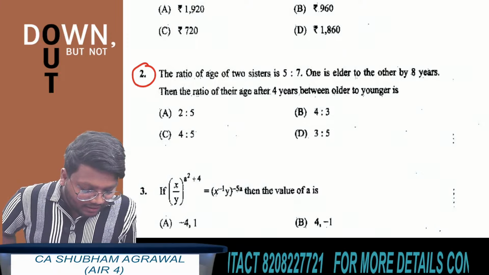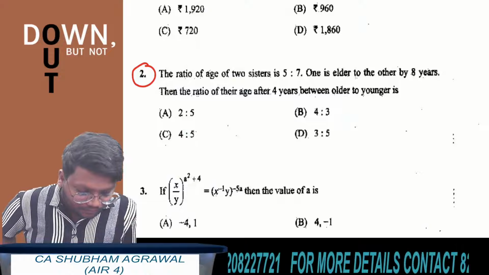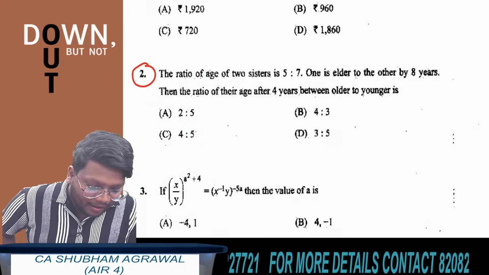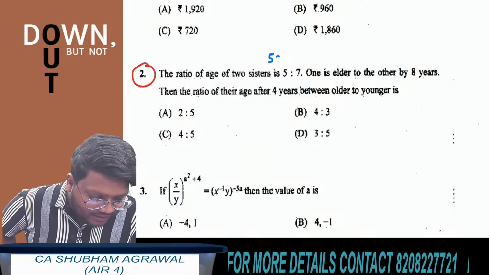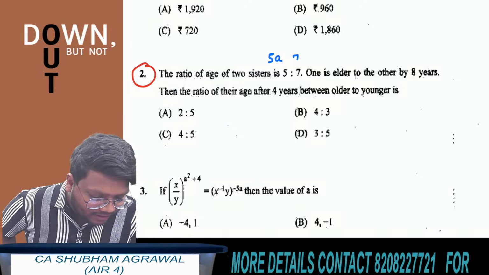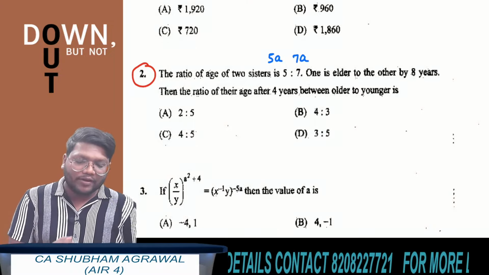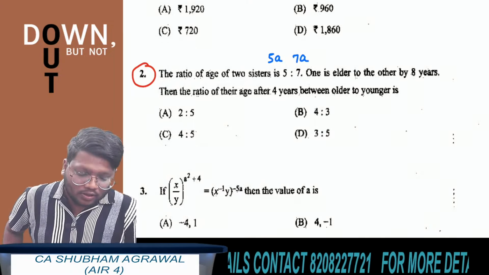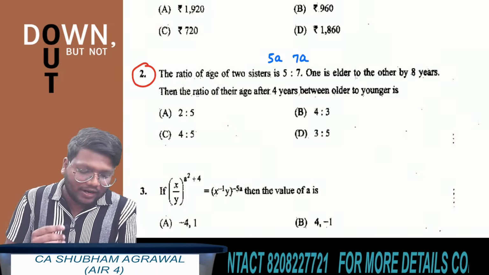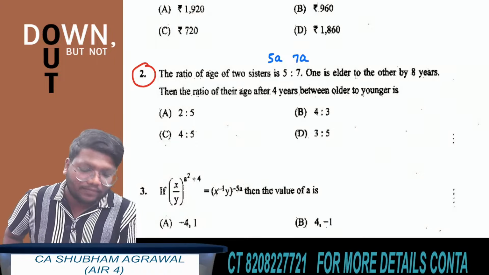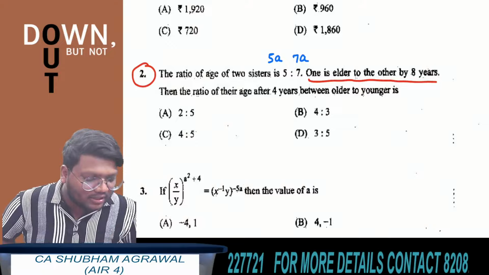And what they've asked then? Ratio of their age after 4 years between older to younger is. See, we can take the age of younger sister as 5a, and we can take the age of older sister as 7a. The ratio of age of the two sisters is 5:7. So we can take the age of younger sister as 5a, and the age of older sister as 7a.